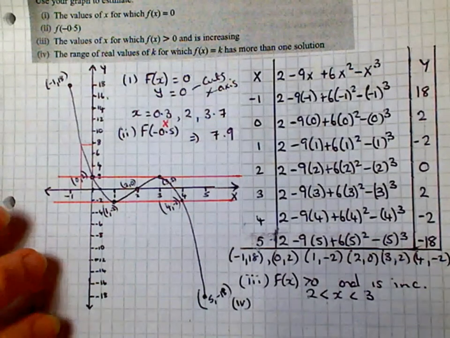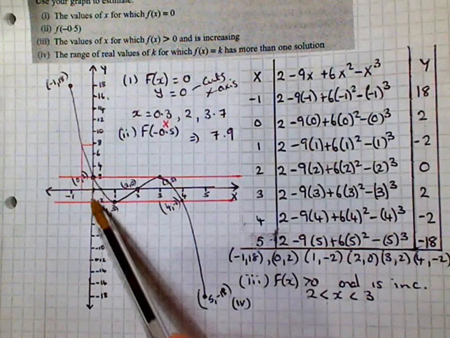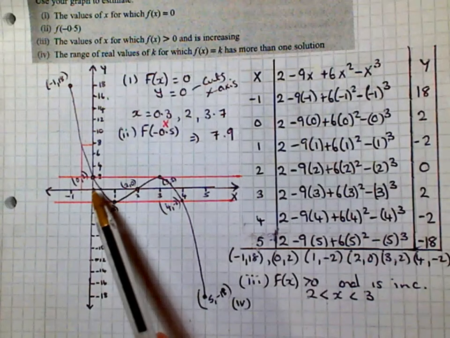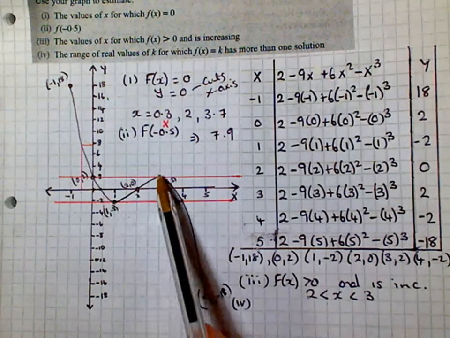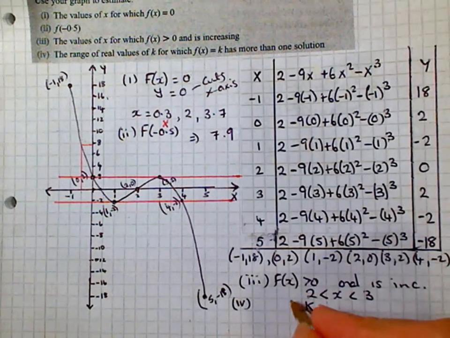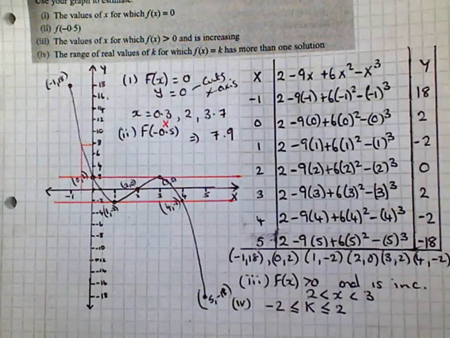So we're talking about k values, and it's our y-axis we're really interested in, between -2 and 2, and it's going to include -2 and 2, because at -2 and 2 you've got more than one solution. So k is going to be greater than or equal to -2 and less than or equal to 2.